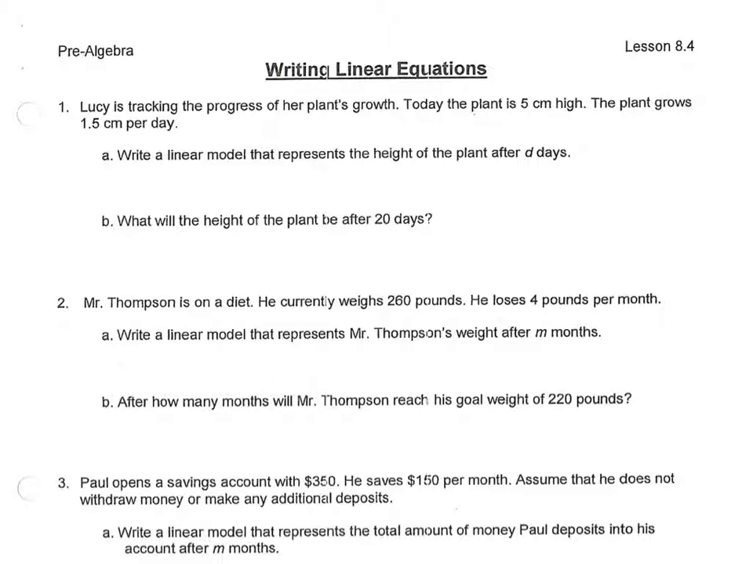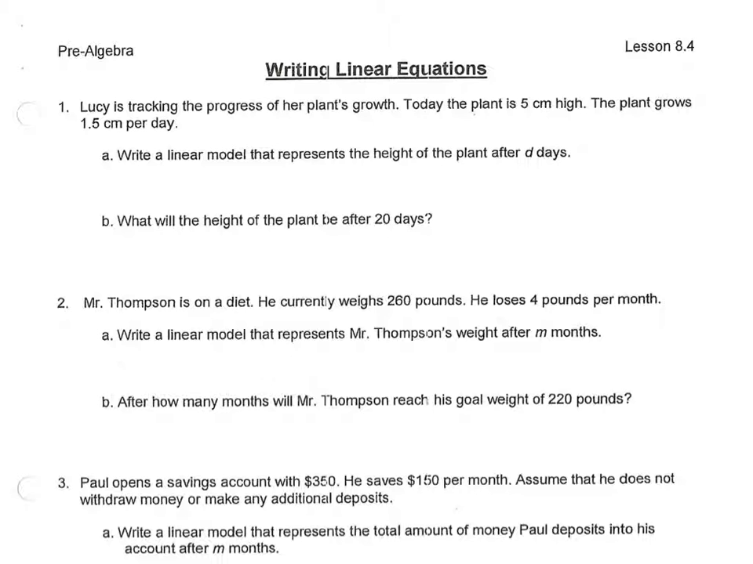Okay, writing linear equations. When you're writing a linear equation, you need to have an equal sign and pay attention to the variables. Let's read this. Lucy is keeping track of the progress of her plant's growth. Today, the plant is 5 centimeters high. The plant grows 1.5 centimeters per day. So we have that per day again. Write a linear model that represents the height of the plant after D days.